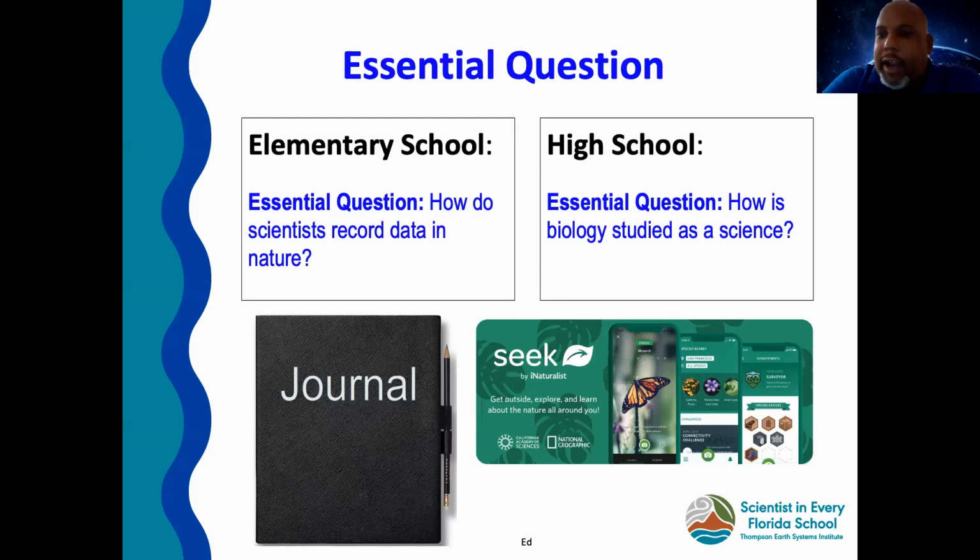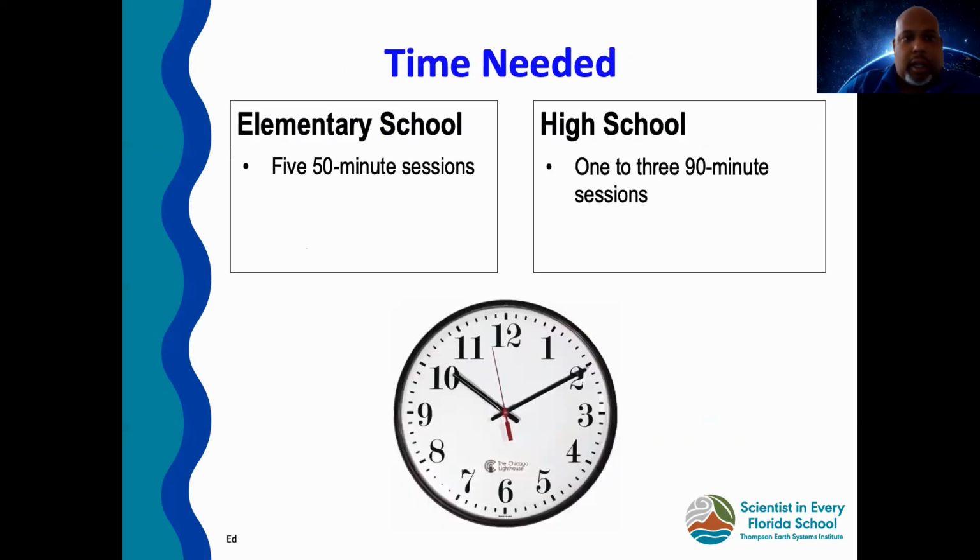Hi, good morning, everybody. First thing is we went into the essential question, and you see it's broken up into two parts. We went with elementary and high school. We didn't have any middle school representation, but the idea was to see how do scientists record data in nature, and on the high school level, how biology is studied as a science. So you can see how they build on each other. You'll see that we have some of the tools listed down at the bottom, and these tools will be pretty beneficial to the kids as we go. Can we get the next slide?